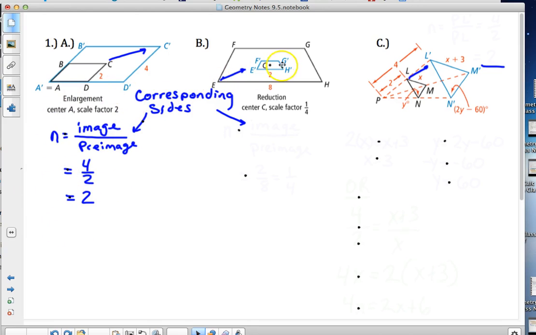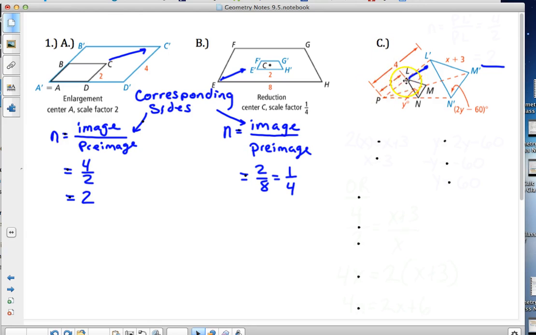Here, I have a center of enlargement that's C, and I'm having a reduction because it's going from big to small. So corresponding sides, image to pre-image. Remember, image is its final resting place, so 2, image over pre-image, so I've got 2 over 8, which is equal to 1/4. Now, keep in mind, corresponding sides, image over pre-image. That's the formula.